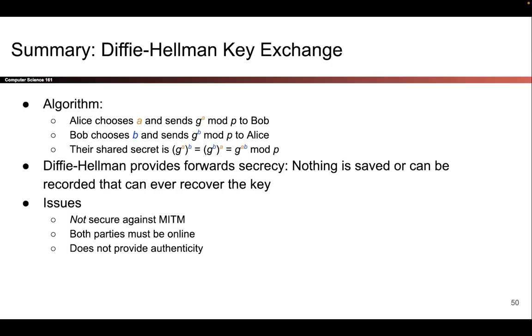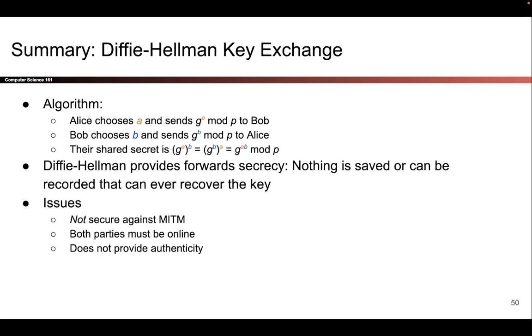Diffie-Hellman provides forward secrecy, and that means that if an attacker compromises our system in the future, they are not able to come back and decrypt previously recorded messages, and the reason is because A, B, and even the shared secret can be discarded once you are done using them.